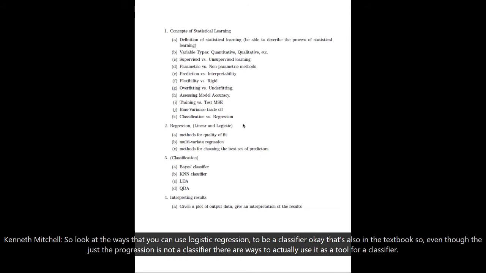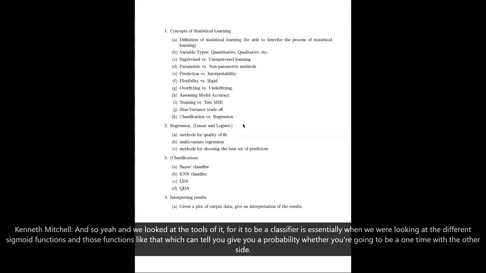So look at the ways that you can use logistic regression to be a classifier. Okay, that's also in the textbook. So even though logistic regression is not a classifier, there are ways to actually use it as a tool for a classifier. We looked at that when we were looking at the sigmoid functions and functions like that, which give you a probability of whether you're going to be of one type or the other type.